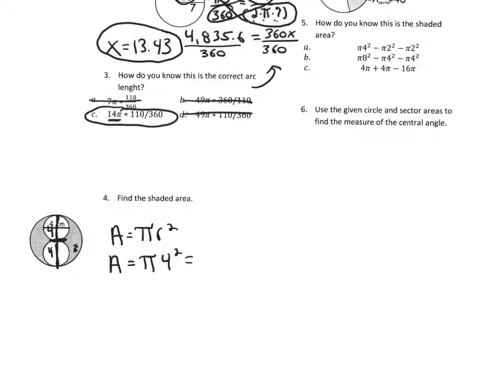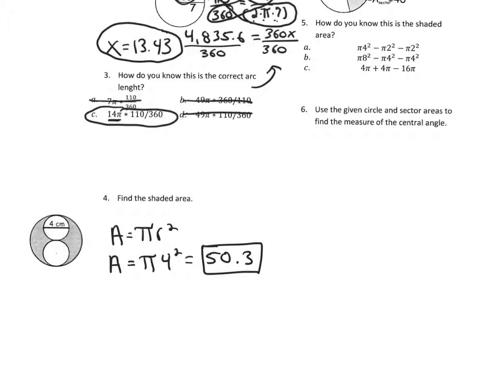Type that into your calculator. We can do a little rounding too. Pi 4 squared, or 3.14 times 4 squared. And you should have got 50.3. So that's what the area of the whole big circle is. Now we have to subtract out the two, kind of the holes that were punched out of this, okay?